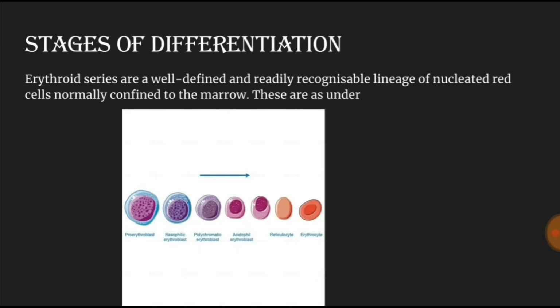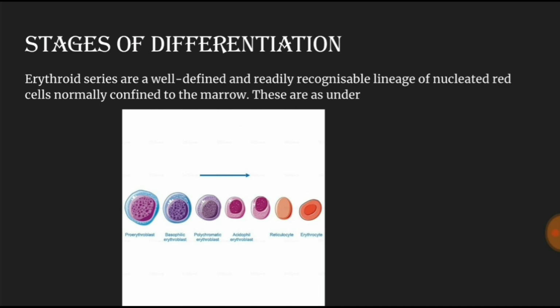Now coming to the stages of differentiation. The erythroid series are produced by the hematopoietic stem cells, followed by a myeloid series. These myeloid series are finally triggered into the progenitor cell, which is a proerythroblast. This proerythroblast then converts into basophilic erythroblast, then polychromatic erythroblast, then acidophil erythroblast, and the final reticulocyte, and the next differentiation, which is erythrocyte. So that is the series of stages of differentiation of the erythroid series.